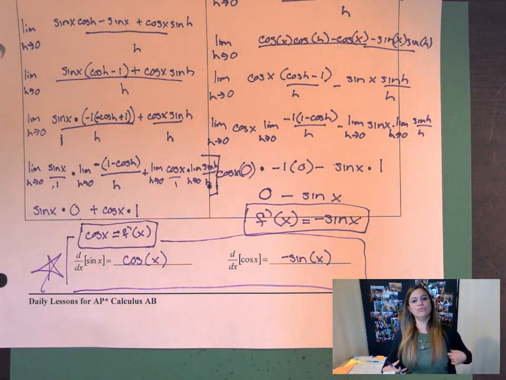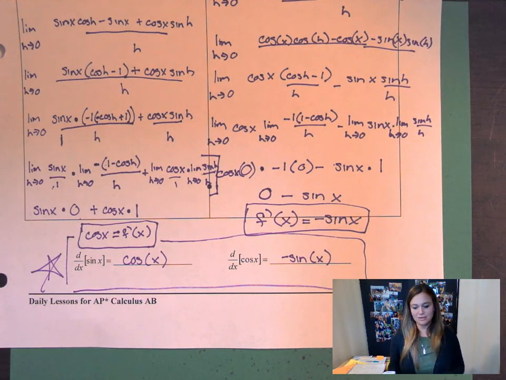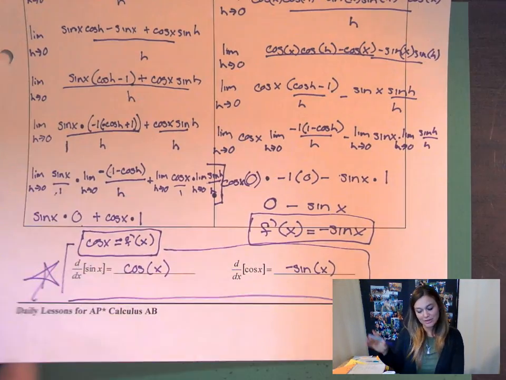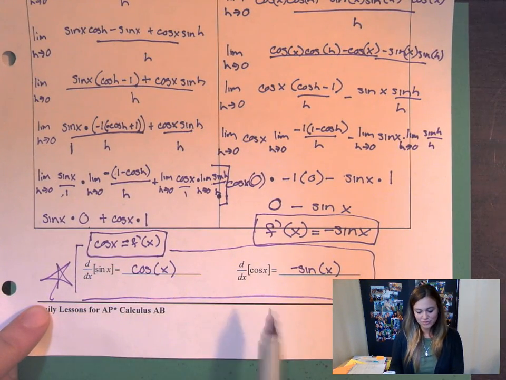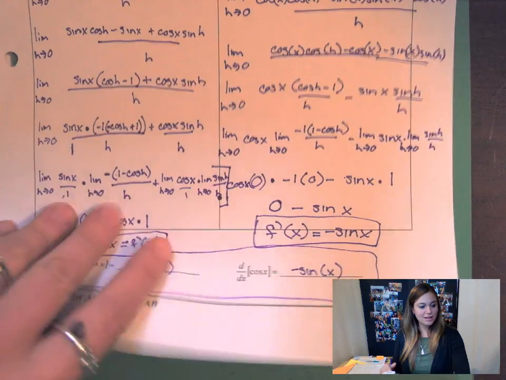Okay, so 9 minutes in. If you stuck with me, nice job. If you fast forwarded to this part, okay, let's go from here. The derivative of sine of x is cosine. The derivative of cosine is negative sine. We did it. Keep on moving on.